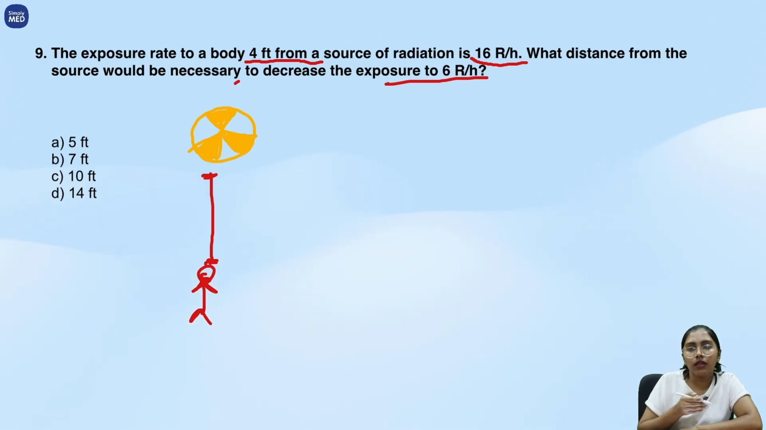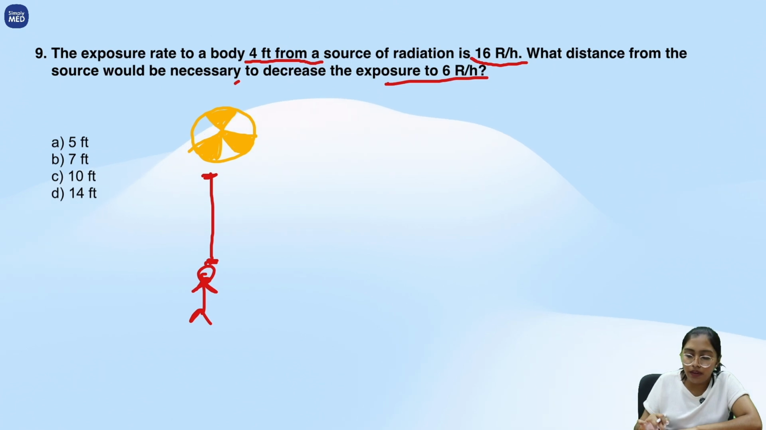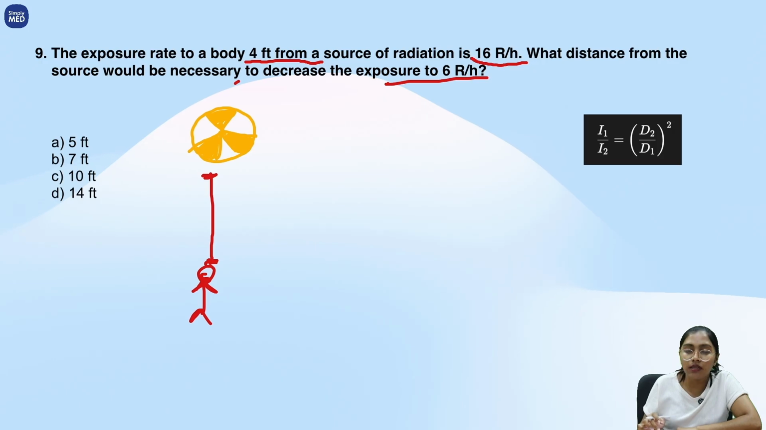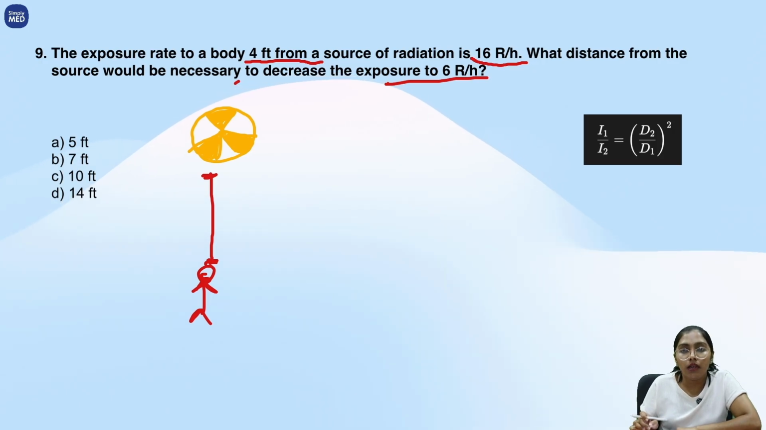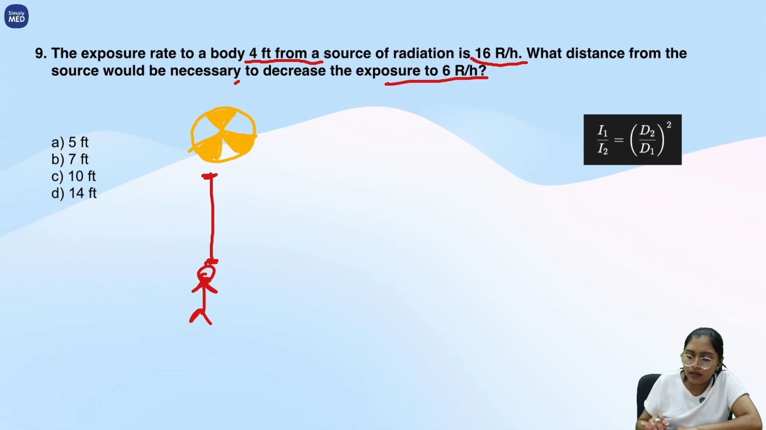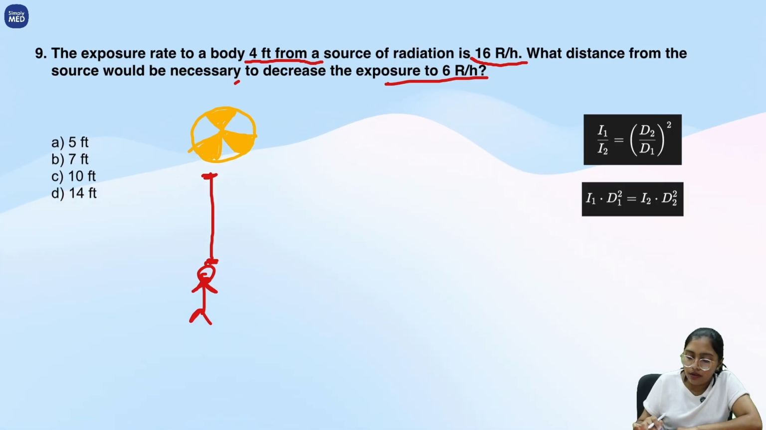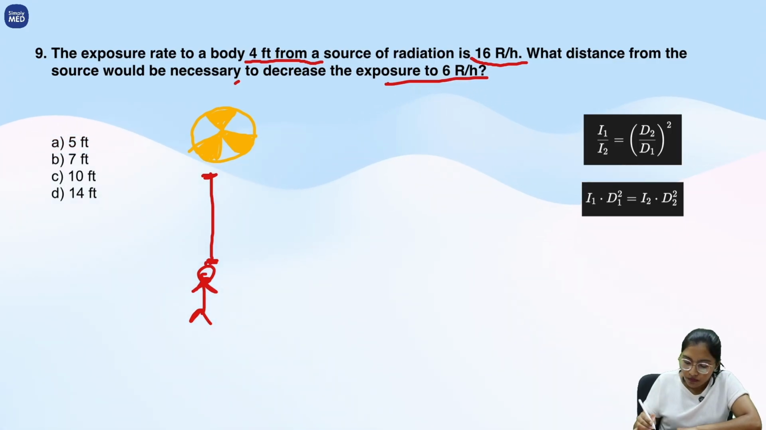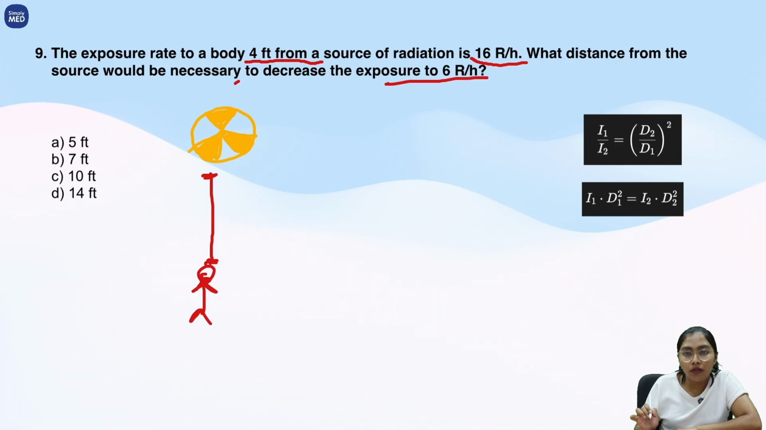So to decrease from 16 Roentgen to 6 Roentgen, we'll definitely have to increase the distance. How much should it be increased? How can we find that out? We have an equation, the inverse square law equation. The equation is I1 by I2 is equal to D2 by D1 whole square. Or we can write it as I1 D1 square equals I2 D2 square. I prefer this one. This is easier to remember. So I1 D1 square is equal to I2 D2 square.